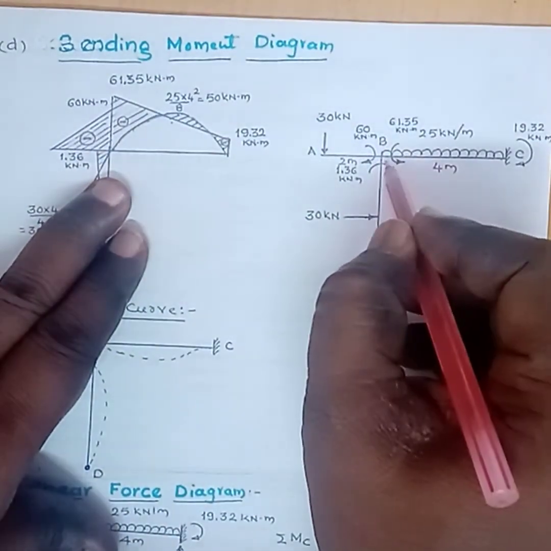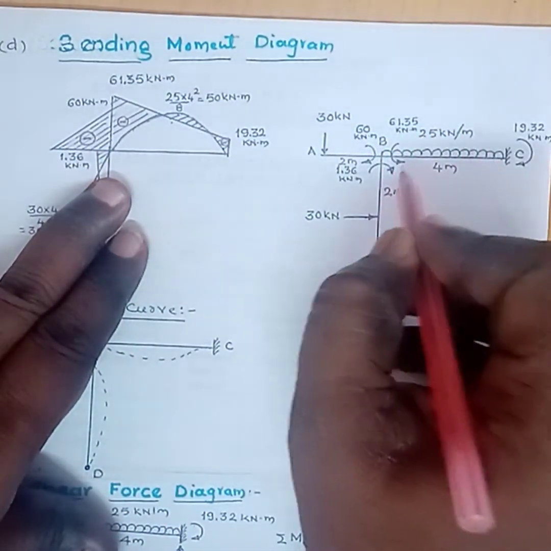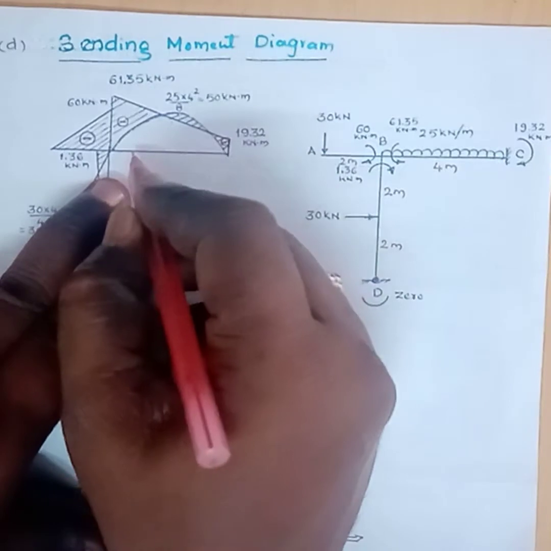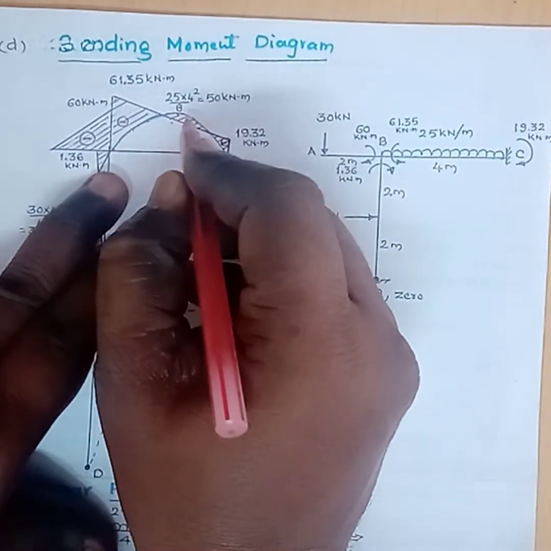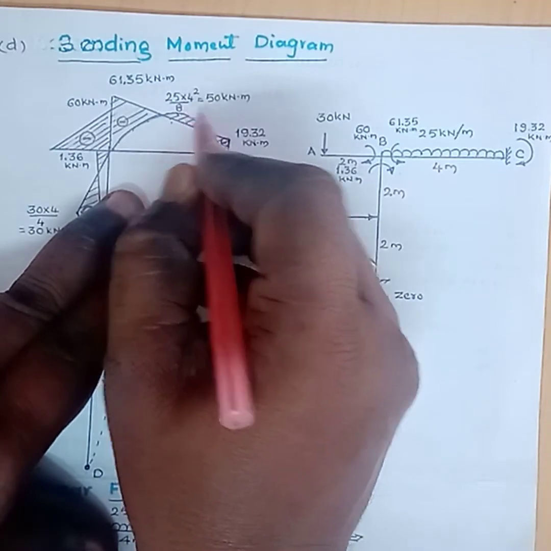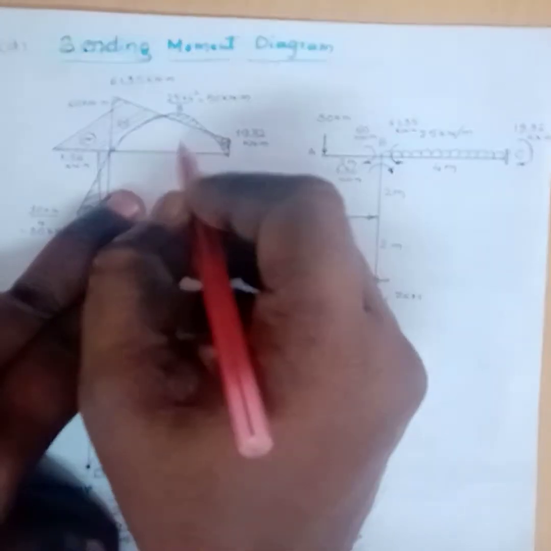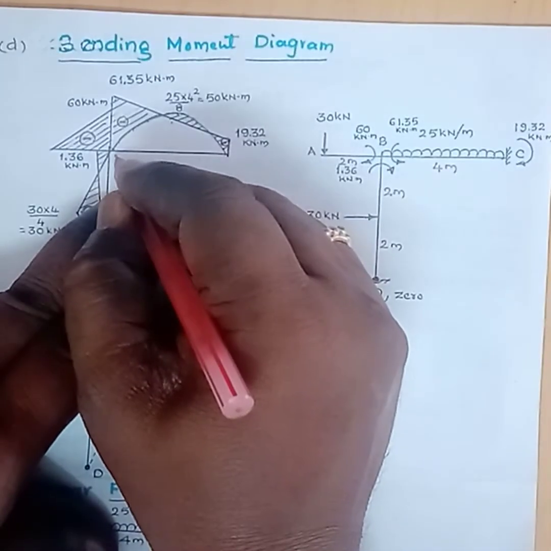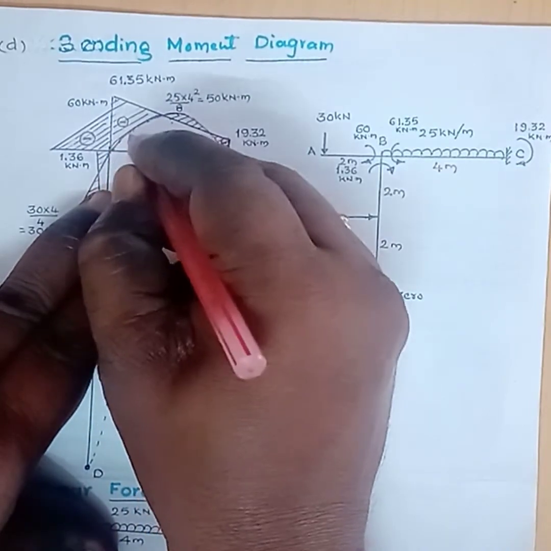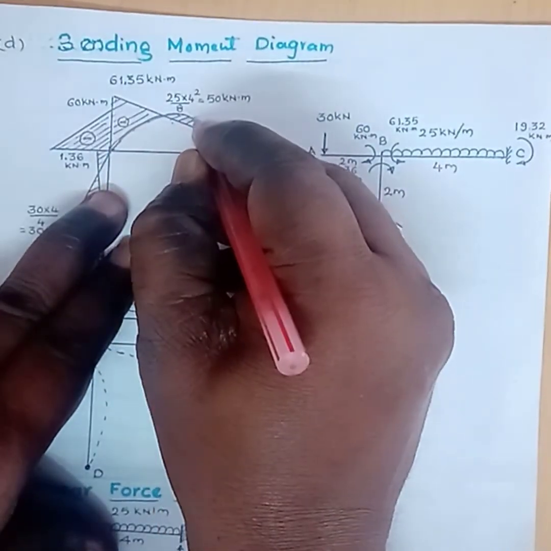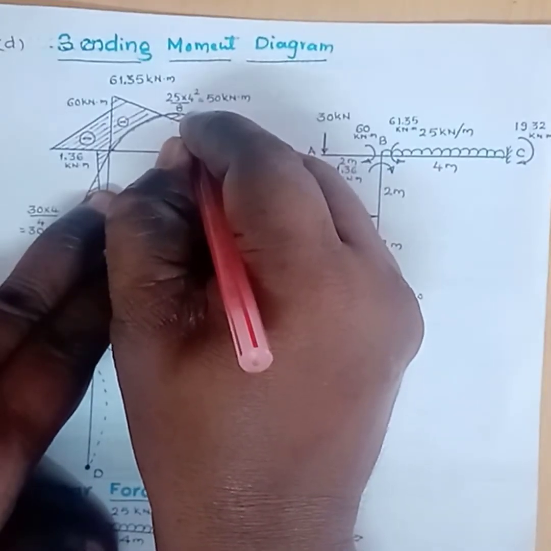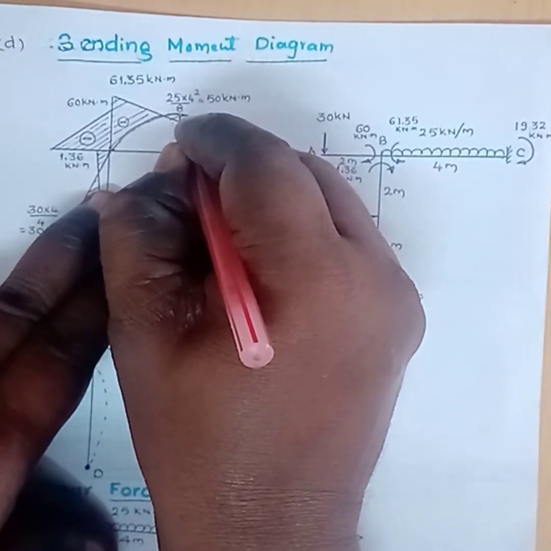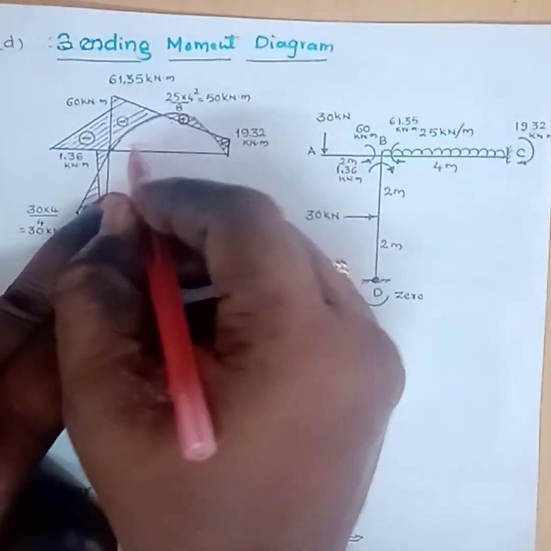Then this one is subjected to a UDL of 25 kilonewton per meter. The maximum bending moment occurs at the center. That one is WL square by 8. That one becomes 50 kilonewton meter. And that one is a second degree curve, or that is a curve like this. Here, this portion of the bending moment, by overlapping, you will get this one is positive bending moment.